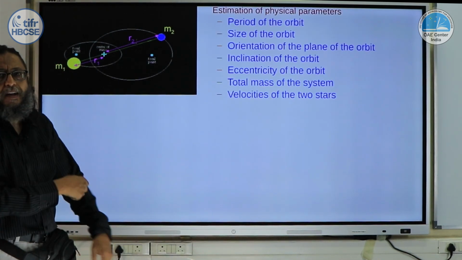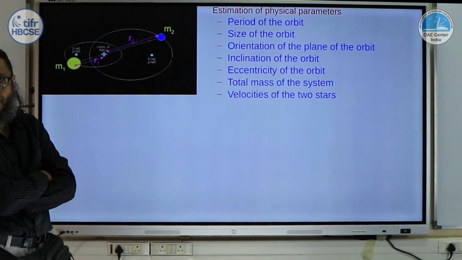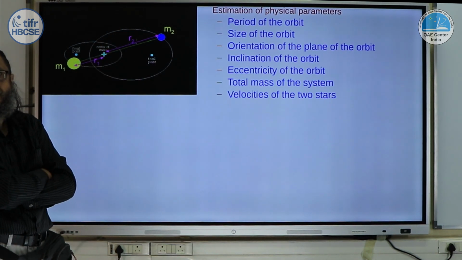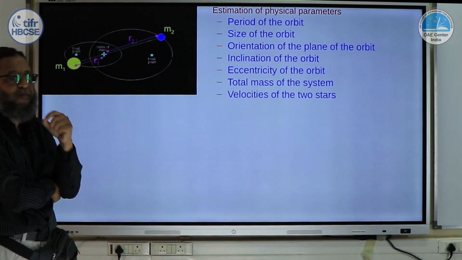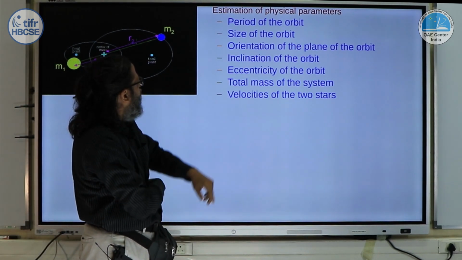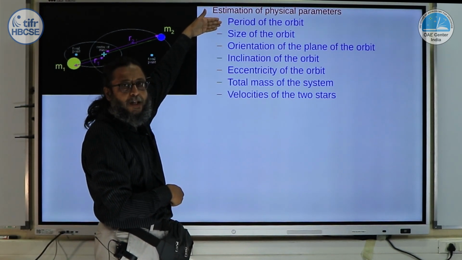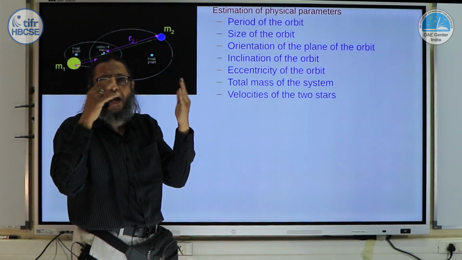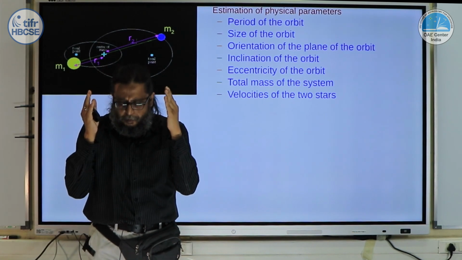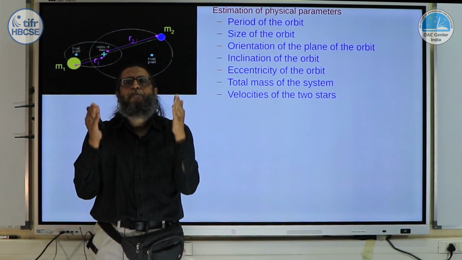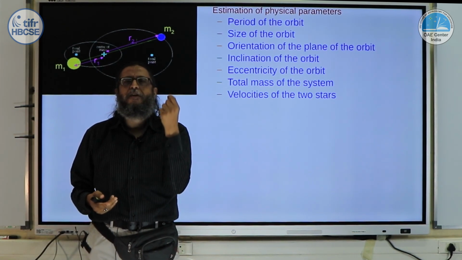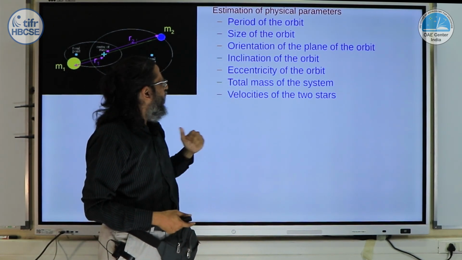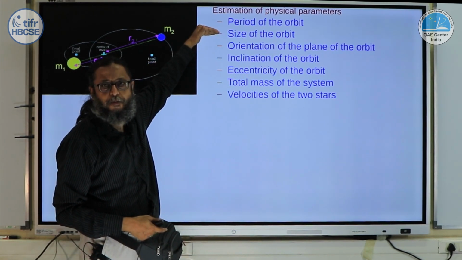Now, when we are estimating the parameters of a binary system, these are the parameters that characterize a system. Okay, so we need to look at the period of the orbit. That is one of the first things to measure. Whenever you are measuring any phenomenon that has a periodicity in this universe, the first thing to measure is the periodicity. Next, we want to measure the size of the orbit.